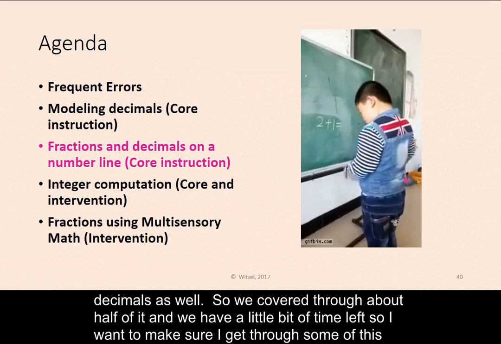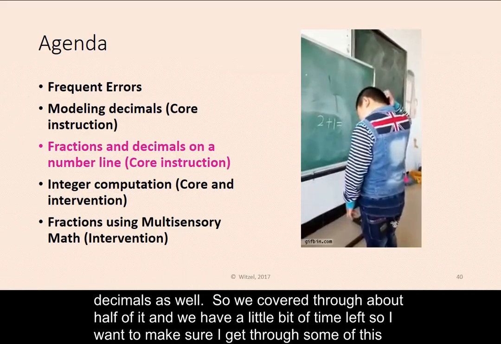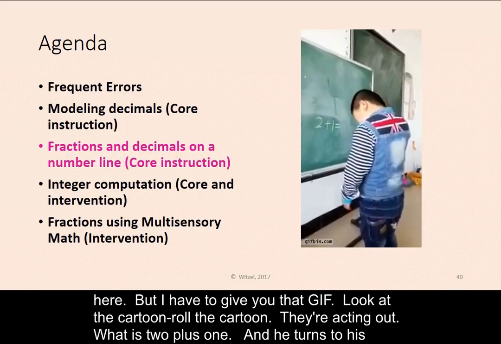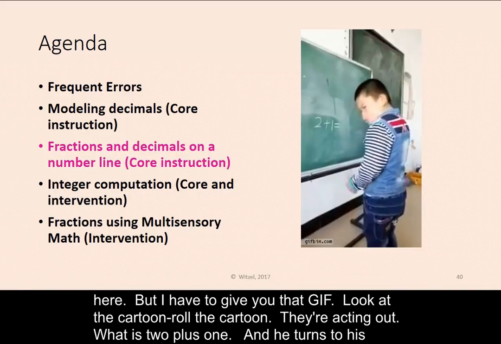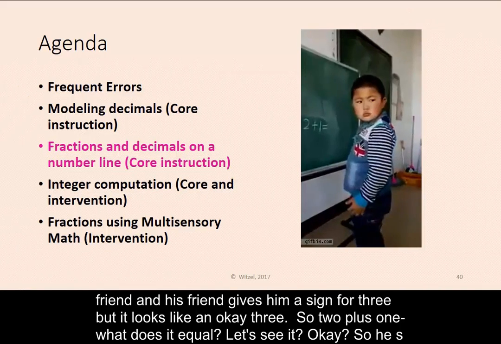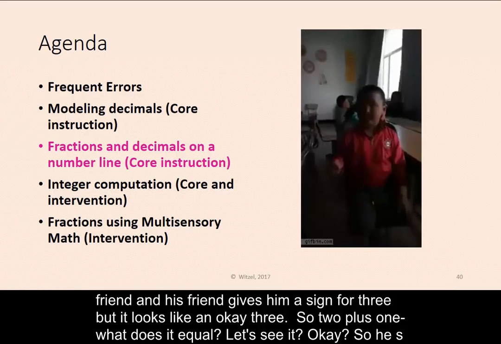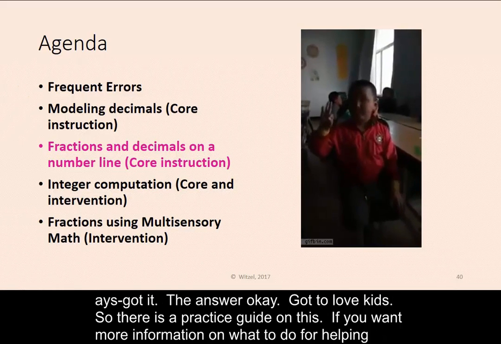Look at the cartoon. They're acting out, what's 2 plus 1? And he turns to his friend, and his friend gives him a sign for 3, but it looks like an okay sign. So 2 plus 1, what does it equal? Let's see it. Okay. So he says, oh, got it. The answer? Okay. Gotta love kids.